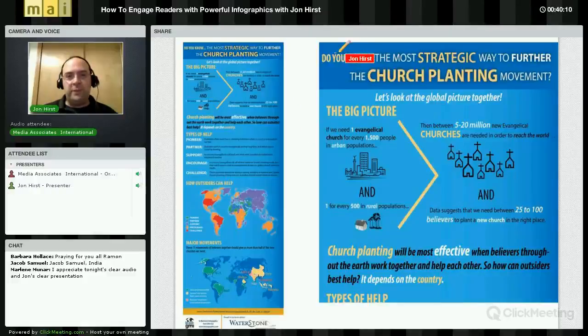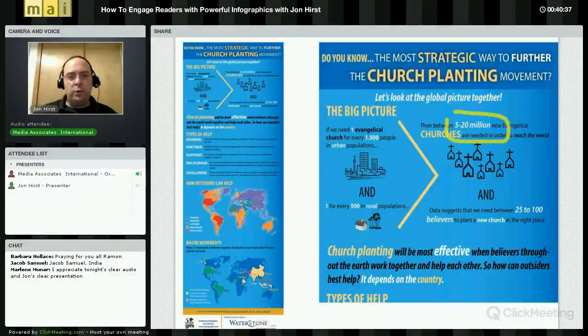So we start out the infographic and we say, do you know the most strategic way to further the church planting movement around the world? First of all, we say, let's look at the global picture together. We say, if we need one evangelical church for every 1,500 people in urban areas and one for every 500 in the rural areas, that means we need between 5 and 20 million churches.